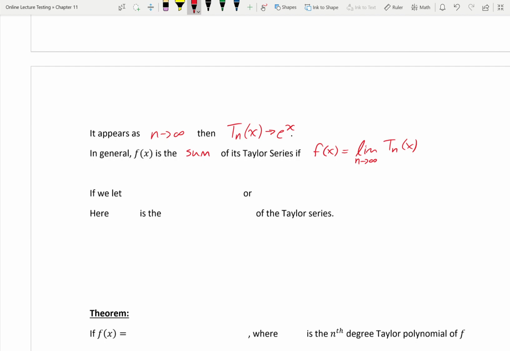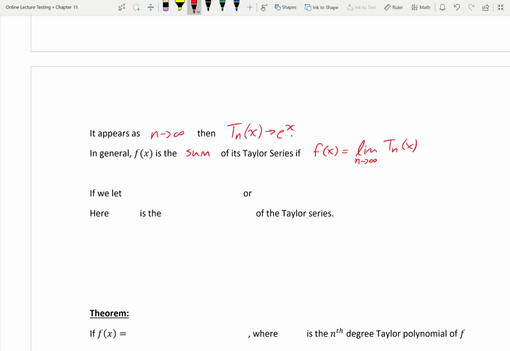Meaning, as n approaches infinity, the more terms that we get, the closer and closer we are getting to this function. All right, and that's what a series is. A power series representation is the sequence of partial sums. So if this partial sum approaches f of x, then it has a power series representation.